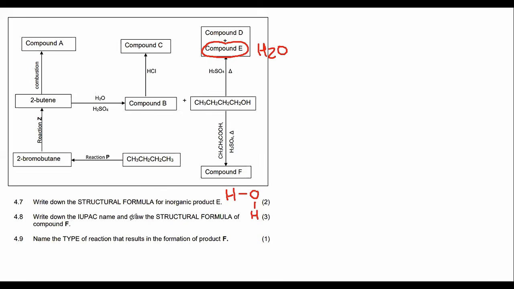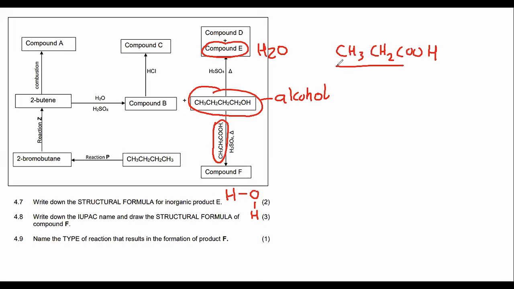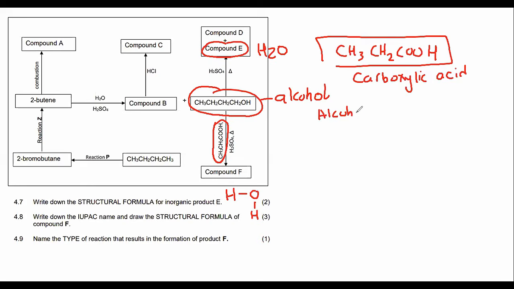Then they say, write down the IUPAC name and draw the structural formula of compound F. Now, I wonder if you guys can remember, if you look over here, we've got an alcohol. And then we are reacting it with this molecule over here. Now, if I write that molecule the correct way round, we should identify this as a carboxylic acid. And we should remember that if you take an alcohol and you react it with a carboxylic acid, then you're going to form an ester.